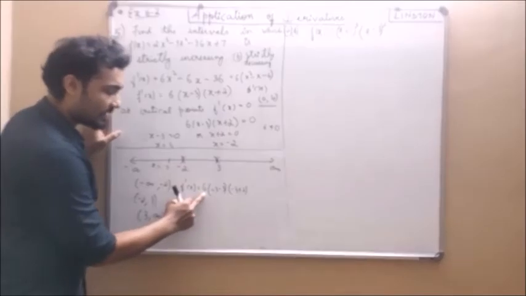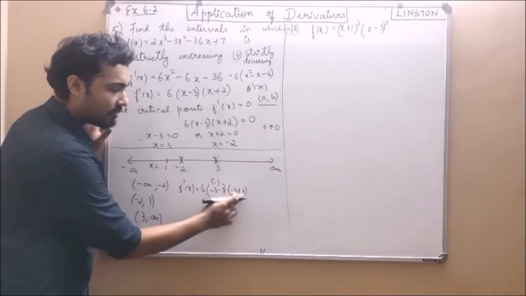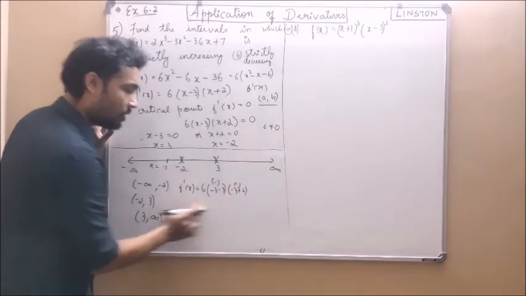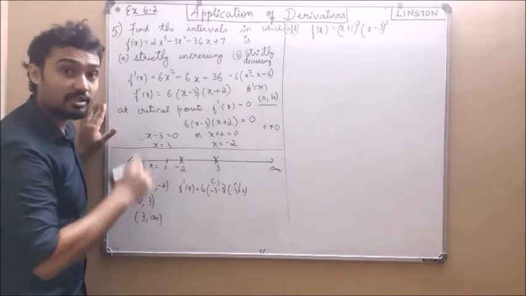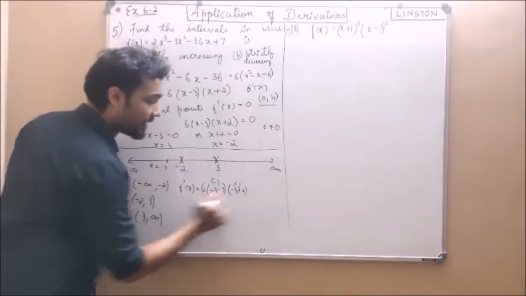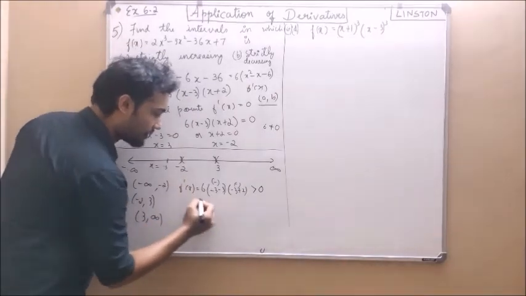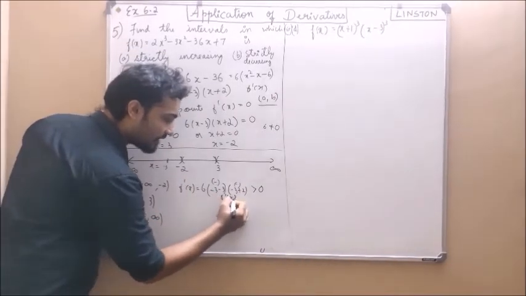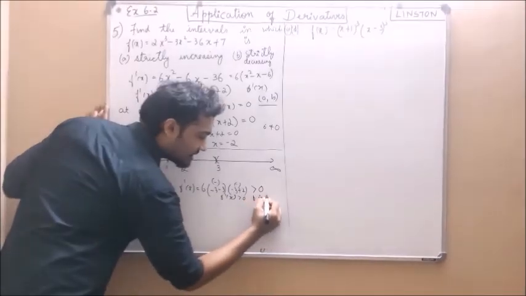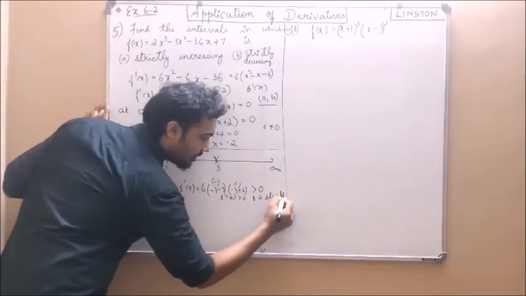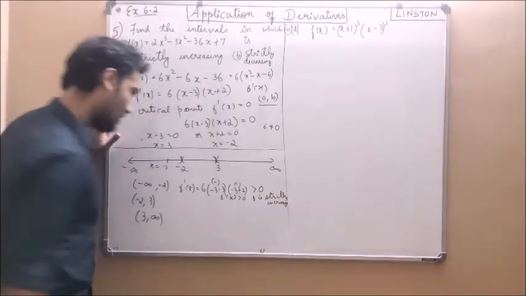So now what is this? 6 into, this is negative, correct? Minus 3 plus 2 is also negative. So 6 into minus into minus. Minus into minus is plus. So f dash of x is greater than 0. So in this interval, f dash of x is greater than 0. Therefore, f is strictly increasing.